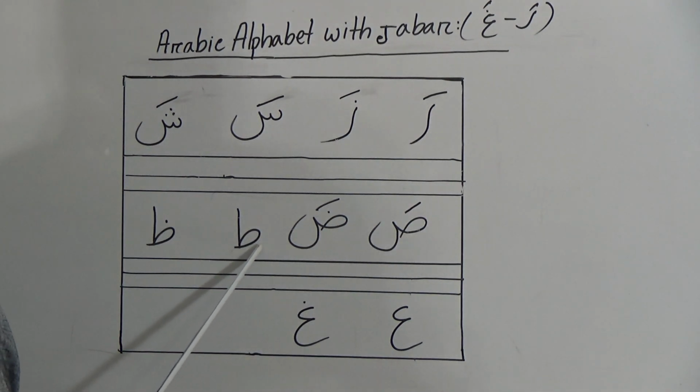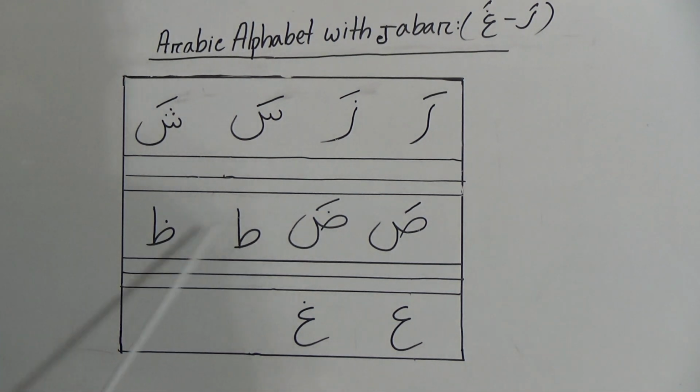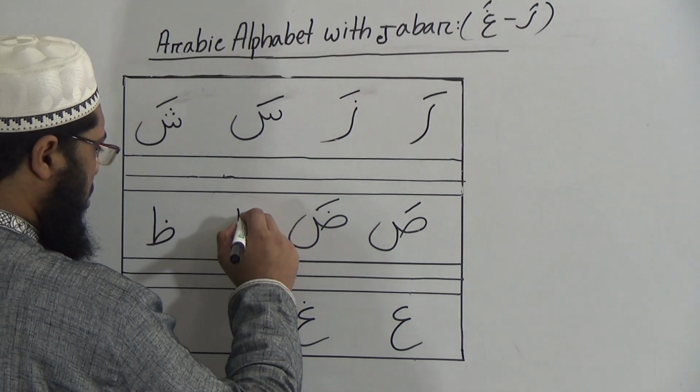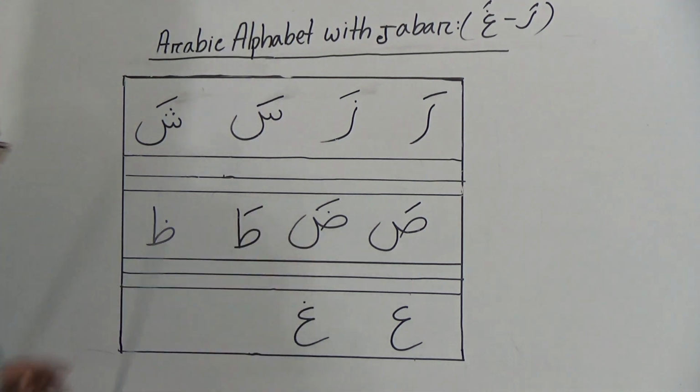And look at the board. To and Zo have the same shape, but Zo has a drop. Now I am putting a Jabar over the To. This is To Jabar To. We have to pronounce To Jabar To, not Ta Jabar Ta. Now this is Zo.